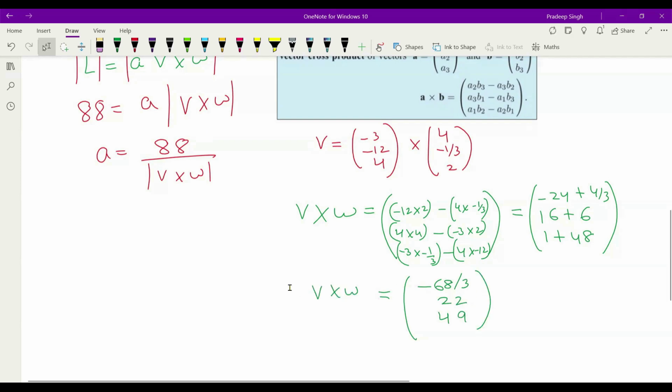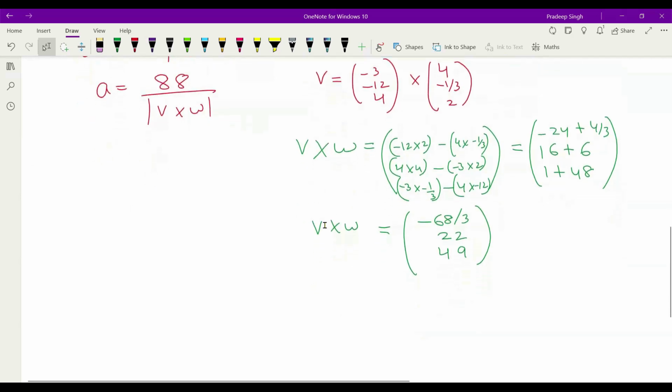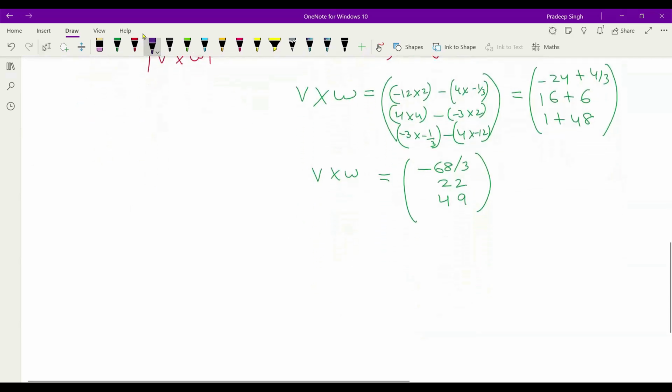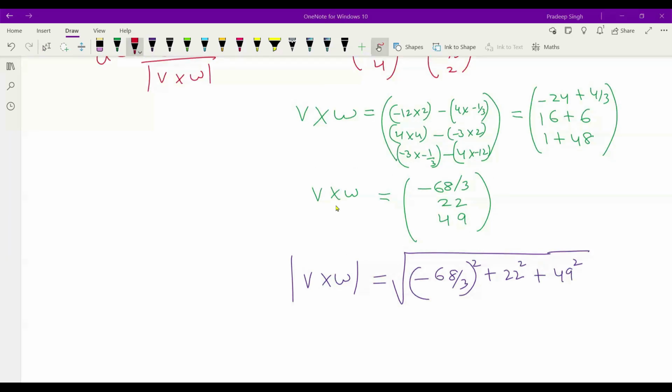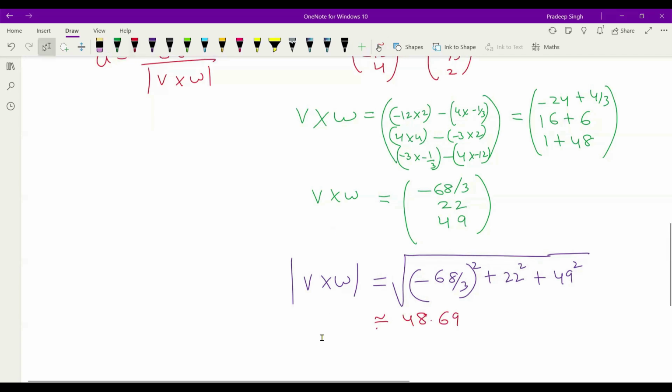Going back to the question, we were supposed to find the value of A, which is 88 divided by the magnitude of V cross W. Since we have identified V cross W, we will apply the formula for the modulus. So the formula goes like square root of the X component squared plus the Y component squared plus the Z component squared. And if we simplify this, we will get approximately 48.69. That's the magnitude of V cross W.